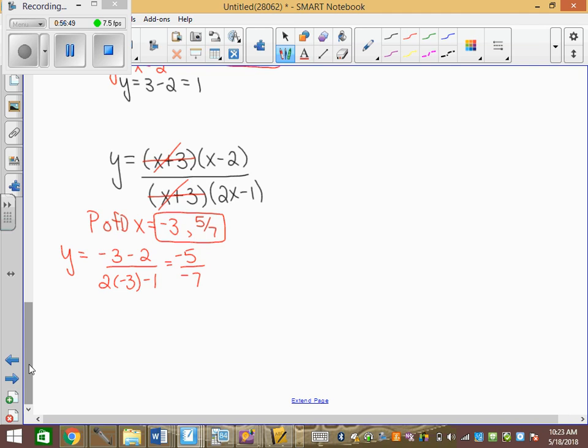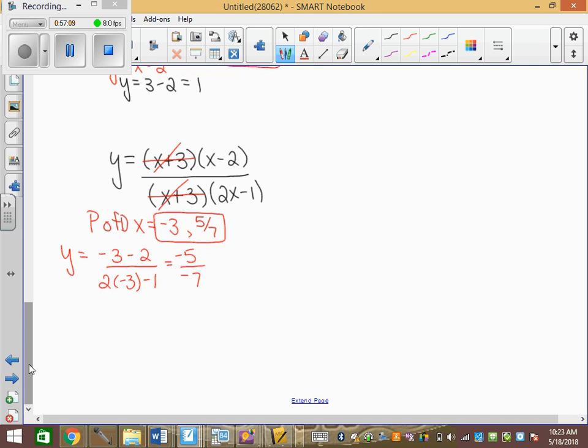Now, some people try and plug it into the original, and then they get 0 over 0. Of course you're going to get 0 over 0 if you plug it into the original, because this is going to turn into a 0. So you can't plug it into the original, or you're going to tell me the point of discontinuity is at something over 0 every single time. It's not. That's a hint. It'd be very rare that that would happen.